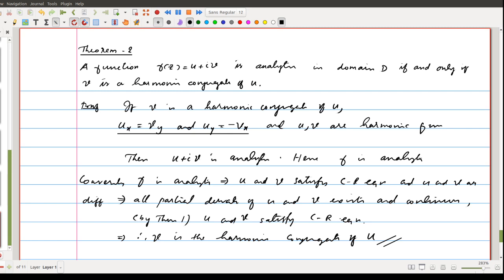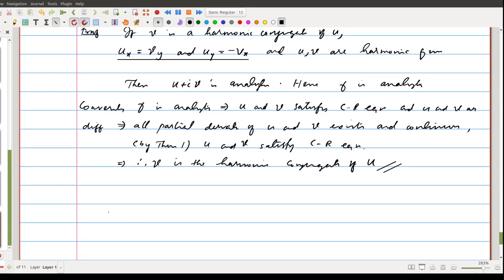In this section, some examples are discussed which deal with finding the harmonic conjugate v of u. Example 5 is very important, so please go through it and try to solve this problem.